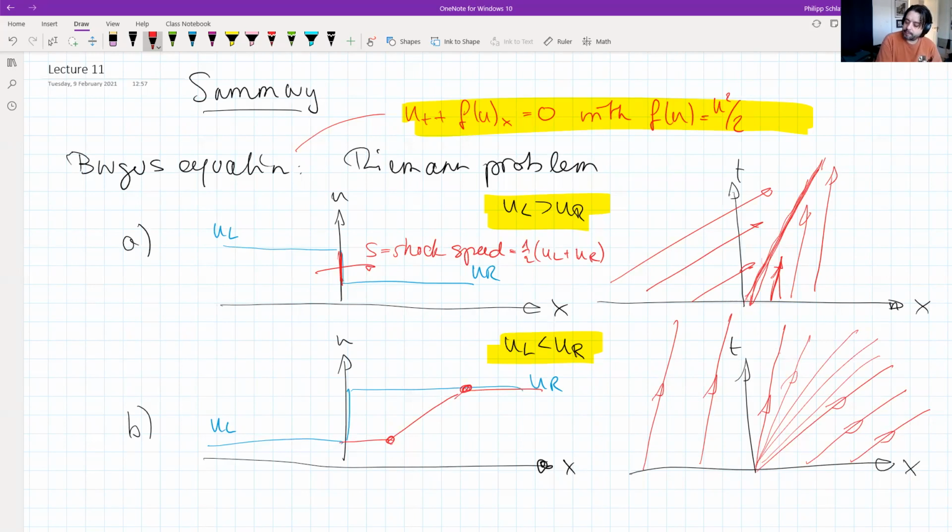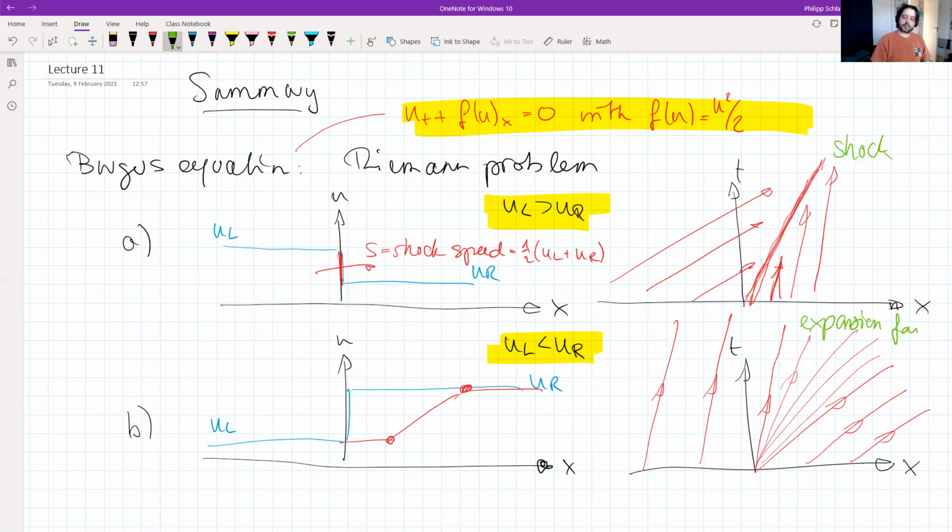So these are the two basic solutions, and all the solutions of Burger's can now be constructed as a superposition, or combining these two basic solutions together. Again, just to summarize. In the first case, we have a shock which moves to the right, and here we have an expansion fan that forms between UL and UR.